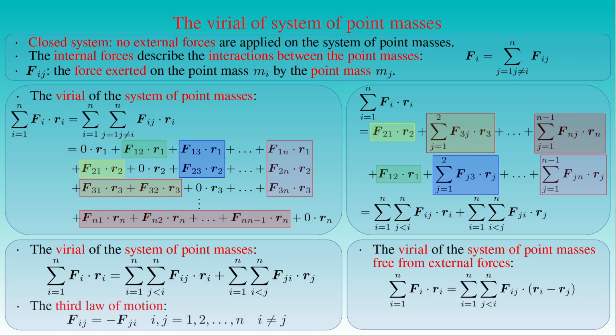Because the difference between the position vectors of the point masses mi and mj gives the vector pointing from the point mass mj to the point mass mi, the dot products in the sum can be interpreted as the work done by the force Fij on the point mass mi over the distance connecting the two point masses. This means that the virial of a closed system of point masses is determined by the sum of the works done by the forces of interaction between the particles over the distances between them.